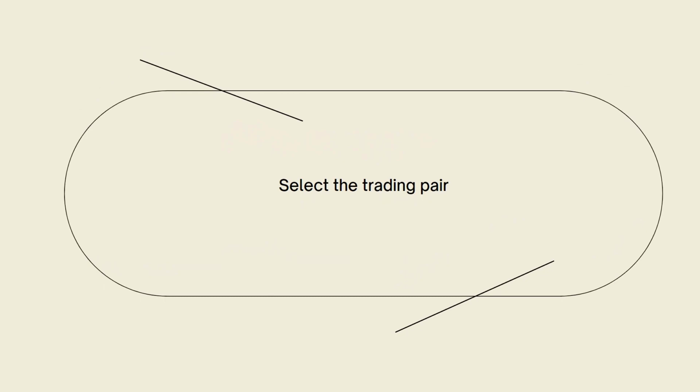Select the trading pair. In the trading interface, locate the Search or Market Selection box. Type USDT in the search box to filter the trading pairs. Look for the USDT/TRX trading pair, or the TRX market.